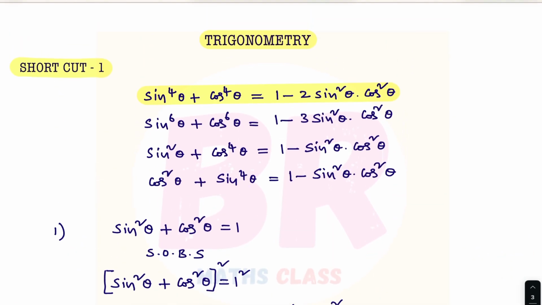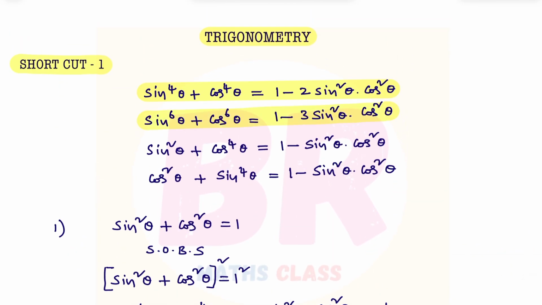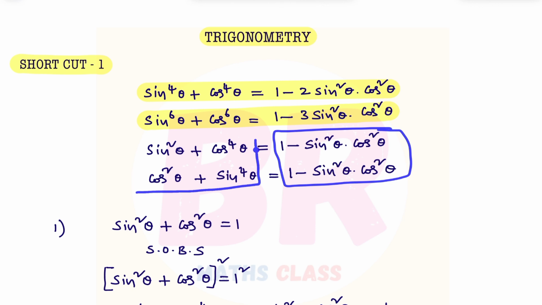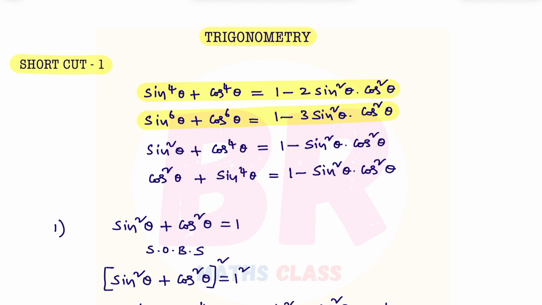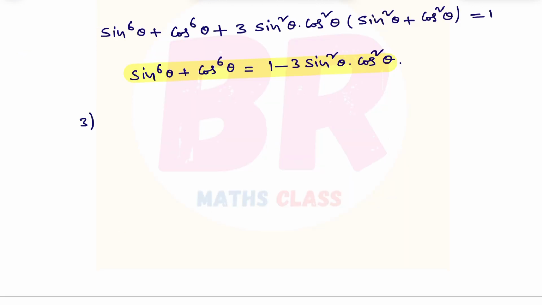You observe the next two identities. You observe the right hand side part. 1 minus sin square theta cos square theta is there. This side it is sin square theta plus cos power 4 theta, or cos square theta plus sin power 4 theta. Okay. So I'll derive this third one. What is the third one? The third one is sin square theta plus cos power 4 theta equal to. What will I do here? Sin square theta plus cos power 4 theta is there.